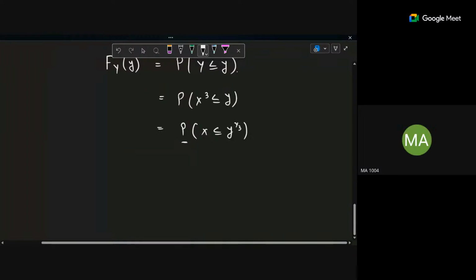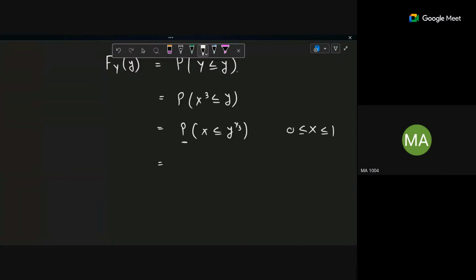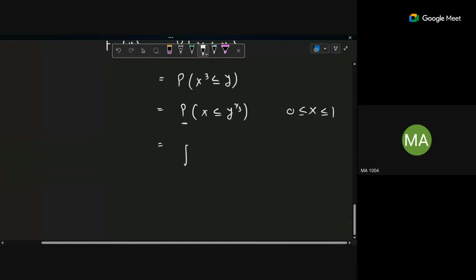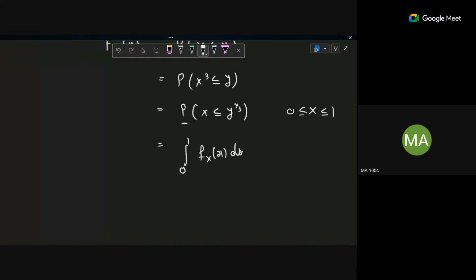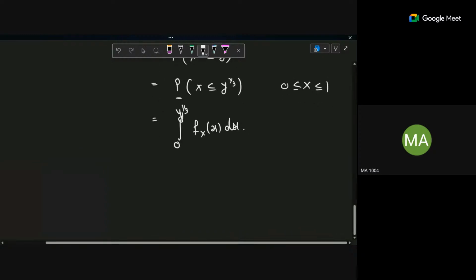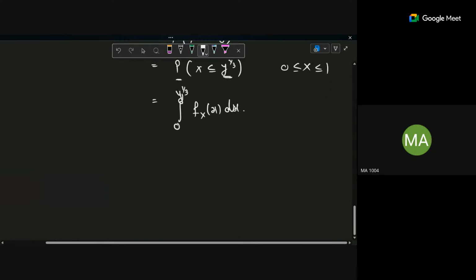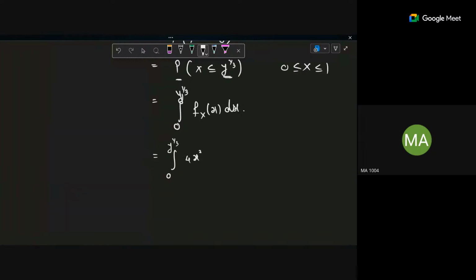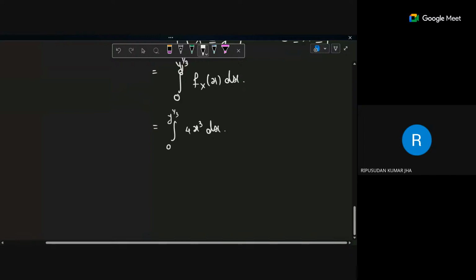Okay, the PDF is given to us, and the range of x is from 0 to 1. So what we can do is integrate f_X of x dx from 0 to y raised to the power 1 by 3, because we are calculating the CDF till y raised to the power 1 by 3, this much only. So what will it give? 4x cube dx. Yes, the same question in the manual method.